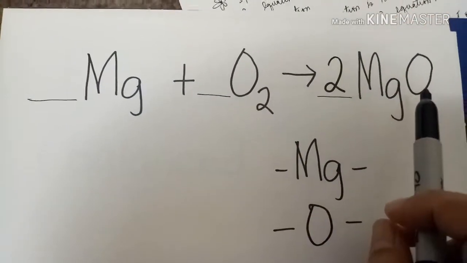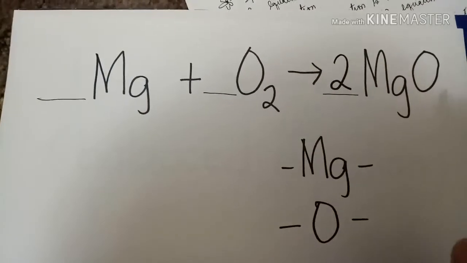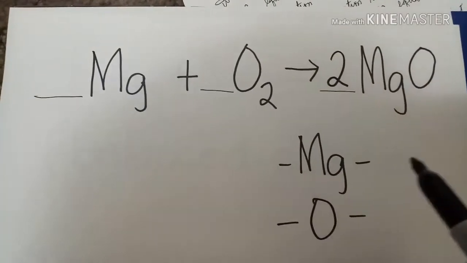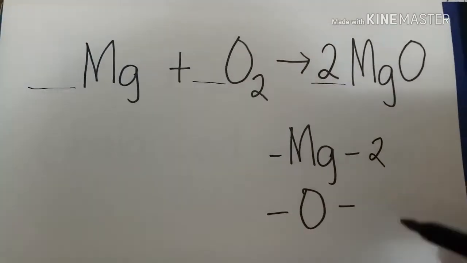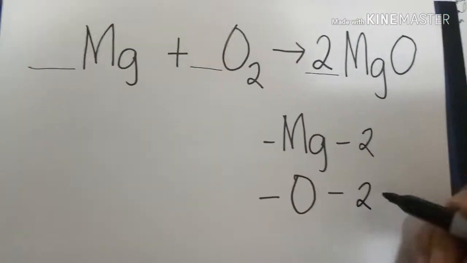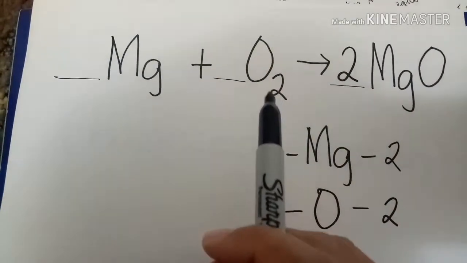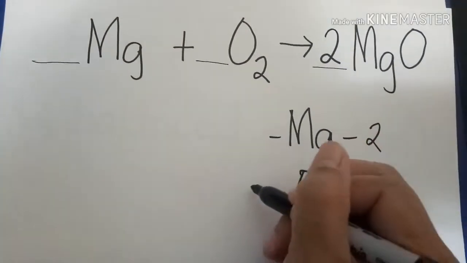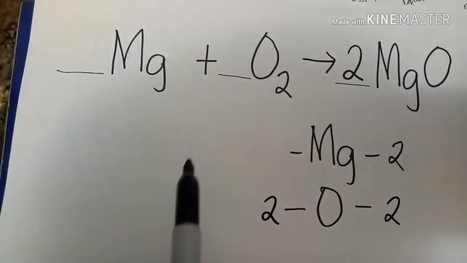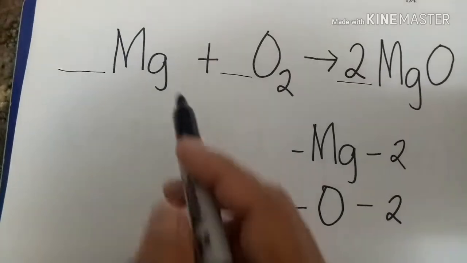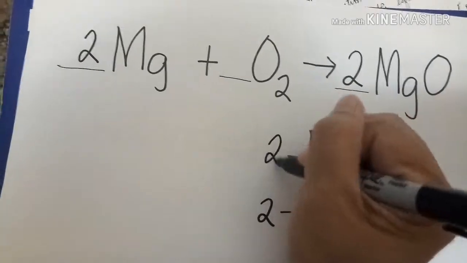and since this is a formula of the product, I'm going to distribute this coefficient to Mg and to O. So 2 times 1 for Mg will give you 2, and 2 times 1 for oxygen will also give you 2. Now for the reactant side, we already have 2 oxygen atoms, so we will just simply write 2. And in order to balance this, we need 2 magnesium atoms for the reactant. So I will write 2 here, because 2 times 1 will give us 2.